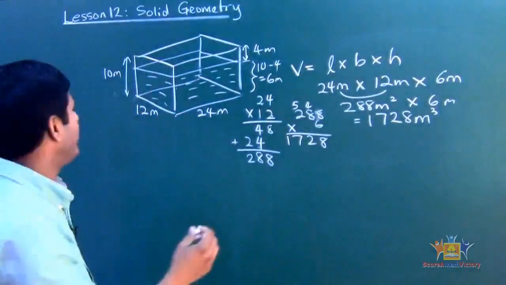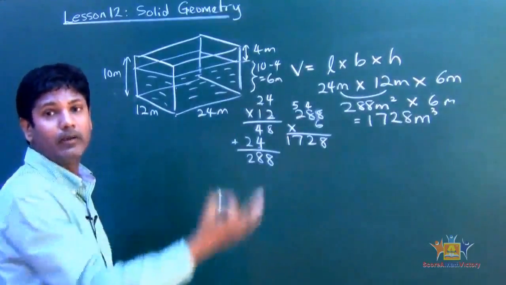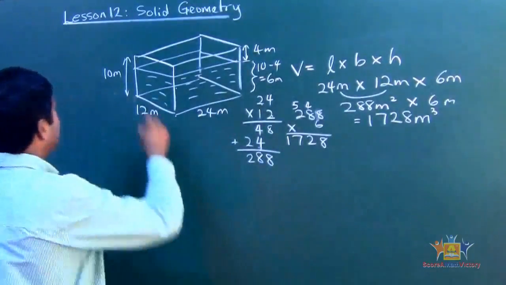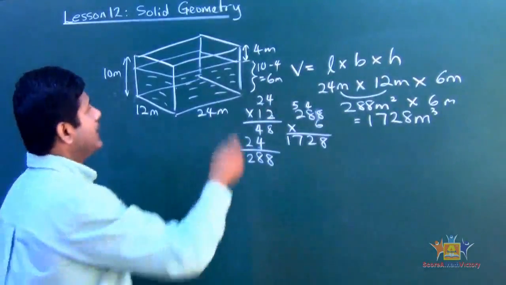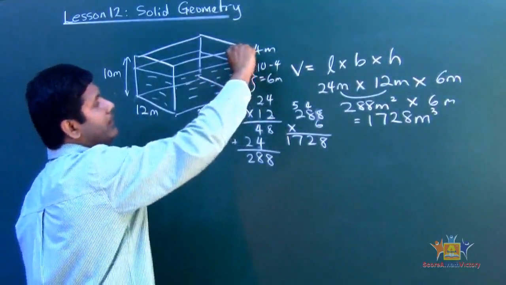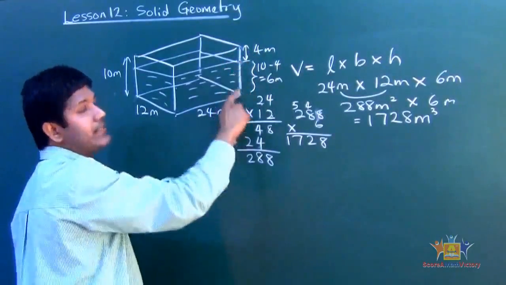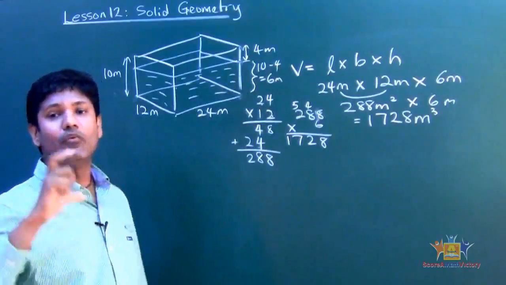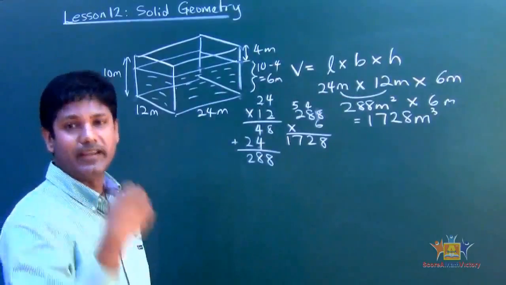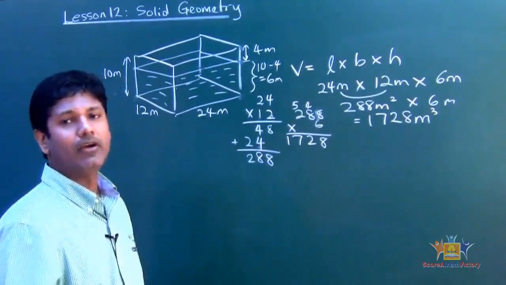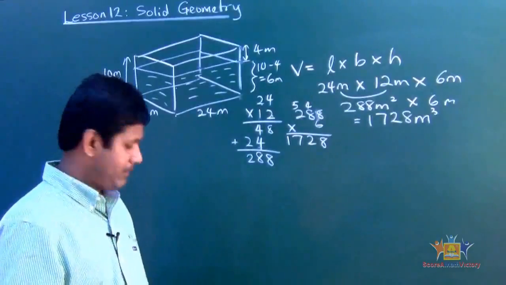Now very important. The question says you want the volume of the water, not the volume of the aquarium. Because you're given 10 meters as the height of the aquarium, and they told you from the top, over here, is 4 meters. So you've got to find the height of the water level in that aquarium, and use that height as a way of finding your volume for the water inside the aquarium. So it's very important. Pay attention to that one.